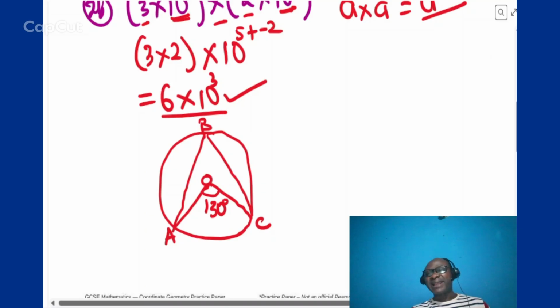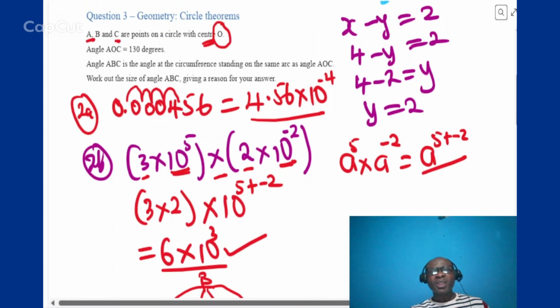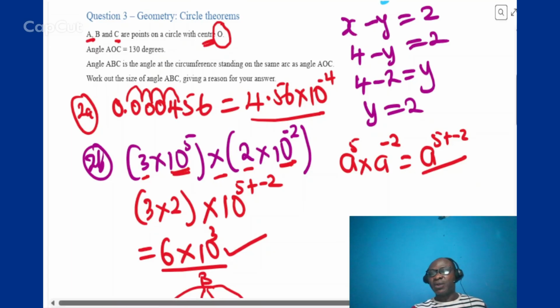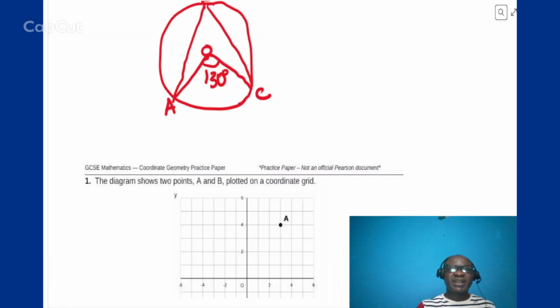From the way it appeared before, it is worded. You can just get the image of the circle and answer your question. They ask you, what is the size of ABC? Which means they have given me AOC. So ABC is this place. And what is it? ABC now, tell me. What will it be? 65 degrees.